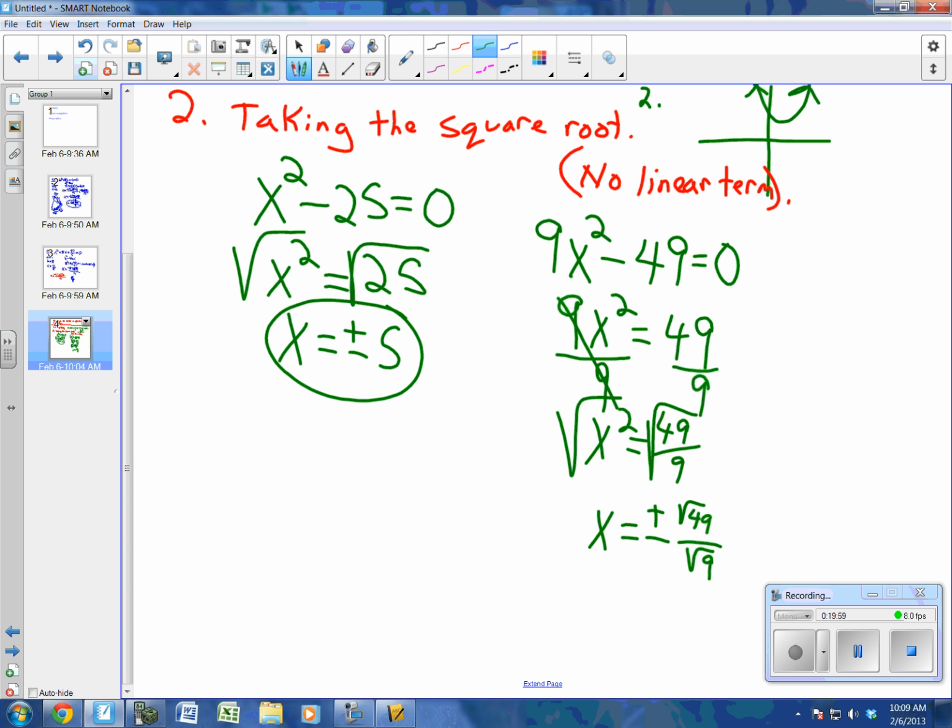And what is the square root? Savannah, what's the square root of 49? Yep. And what's the square root of 9? And so my answer is plus or minus 7/3. Okay? On that one. Let me show you another one.